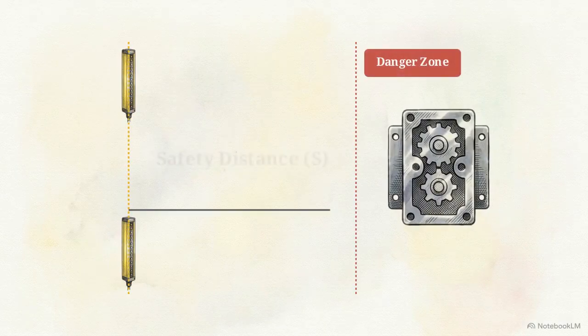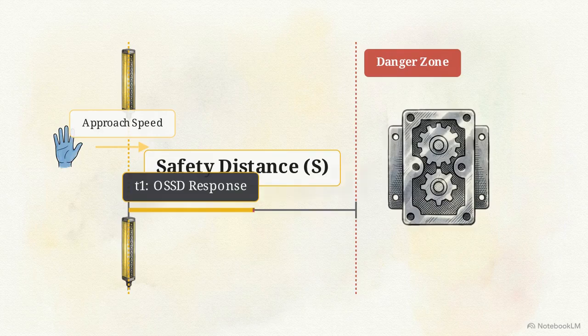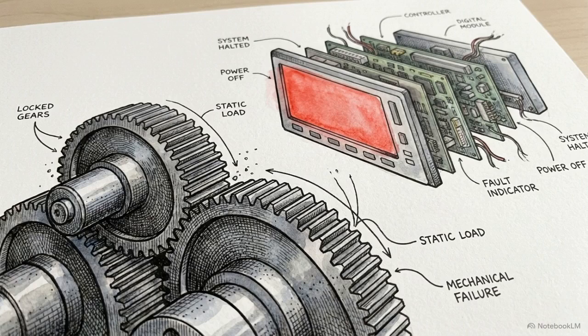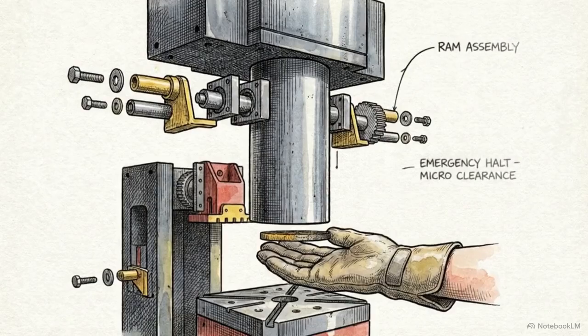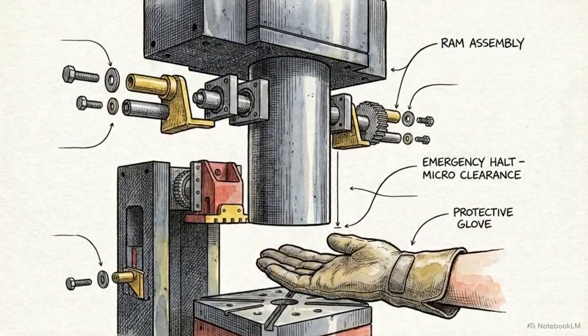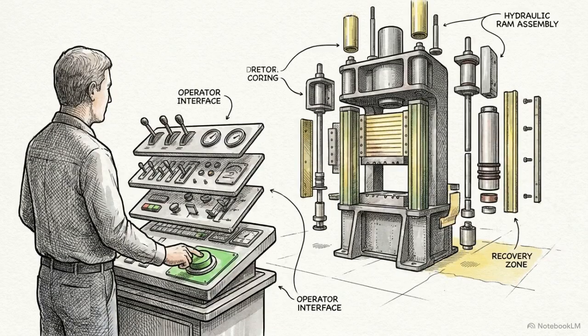Engineers use a specific formula to set the safety distance. It accounts for the OSSD's response time, plus the time the machine needs to physically come to a halt. As a final safeguard, feedback loops monitor the physical valves and contactors. The system needs to see that the mechanical hardware actually followed the digital off command. When the math and the hardware align, the press slams to a rigid halt, stopping just millimeters away from the worker's hand.